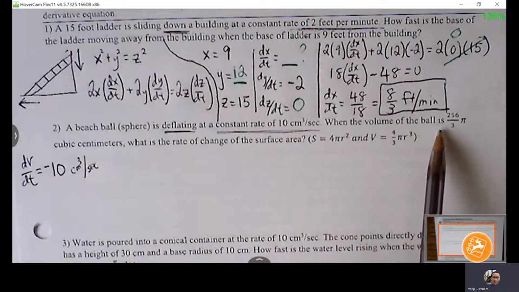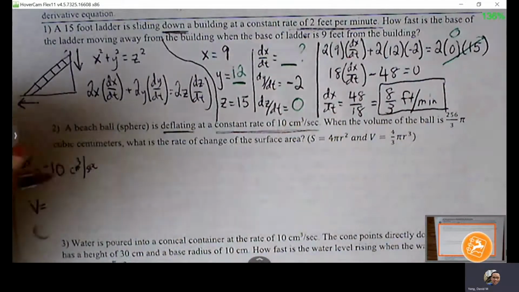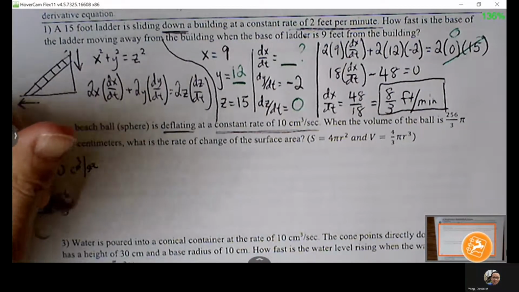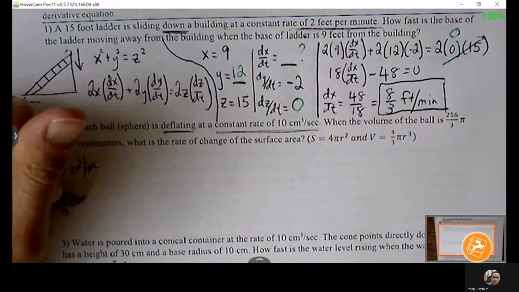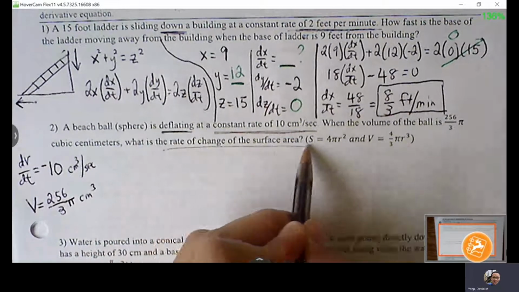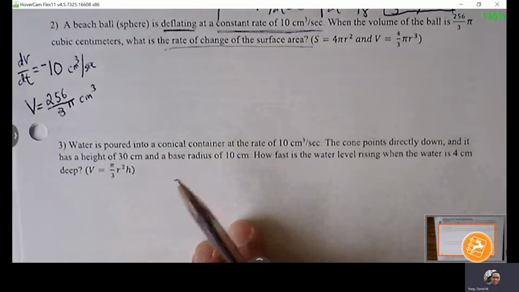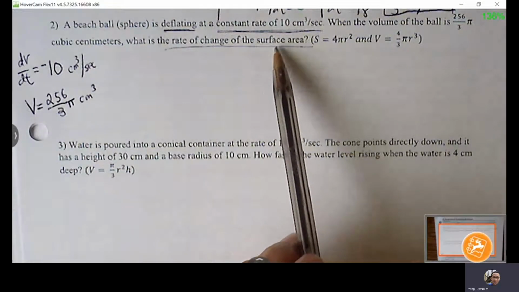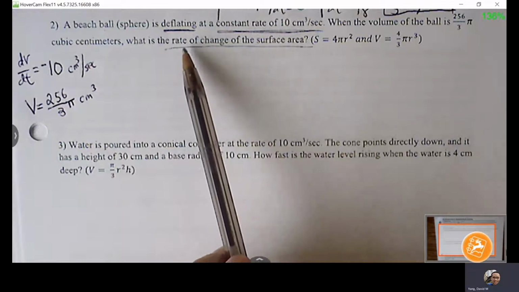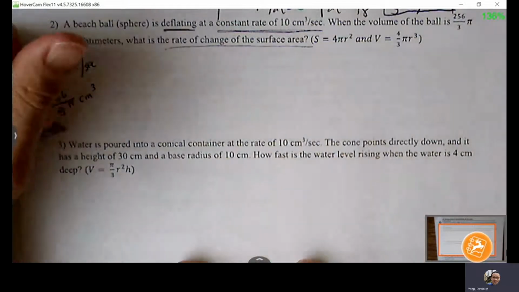When the volume of the ball is 256/3 pi, so that's information that's pretty straightforward. Let's go ahead and write that down. What is the rate of change of the surface area? What are we looking for? dS dt, right? You see the word rate, so you know it has to be not a static value. There's a rate, there's motion involved. So dS dt.